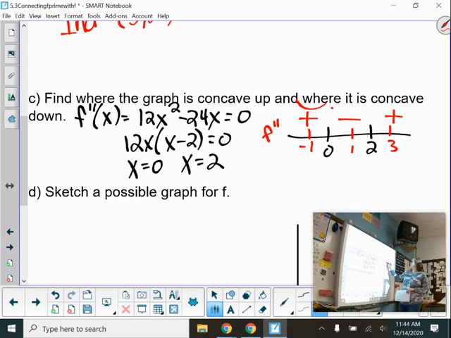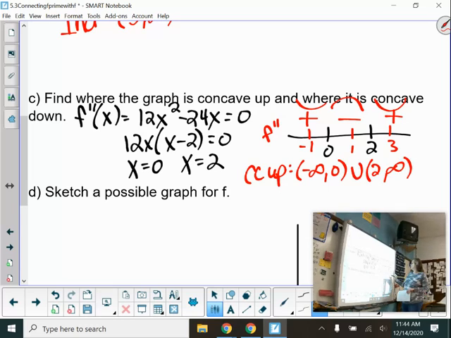So we're concave up, concave down, concave up. So concave up from -infinity to 0, and from 2 to infinity. Concave down from 0 to 2. And then we need to sketch a possible graph for f. So I'm going to put together everything that I found with the first derivative and with the second derivative, into one big thing where we can figure out where everything is going on.